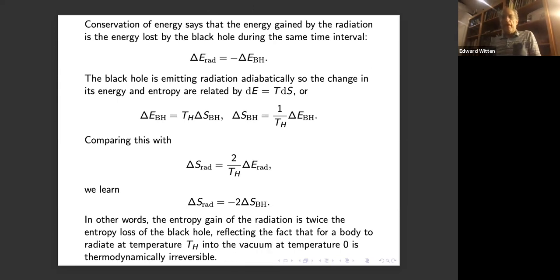In other words, the entropy gain of the radiation is twice the entropy loss of the black hole, reflecting the fact that for a body to radiate at temperature T Hawking into the vacuum at temperature 0 is thermodynamically irreversible. So that was a reality check, which, as I said, two of you asked about two days ago, showing that the generalized second law in this quantum domain makes sense.